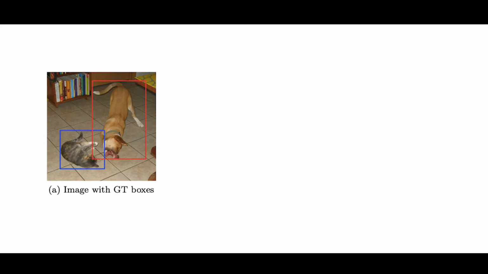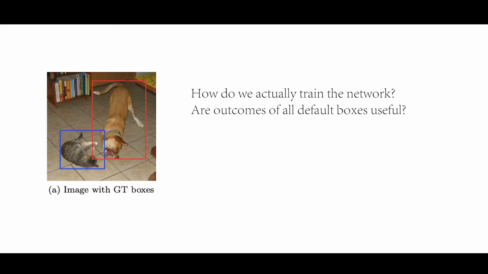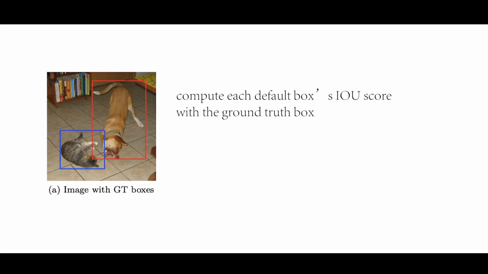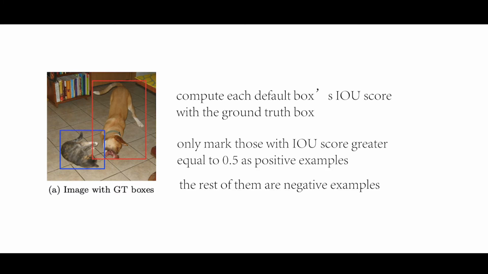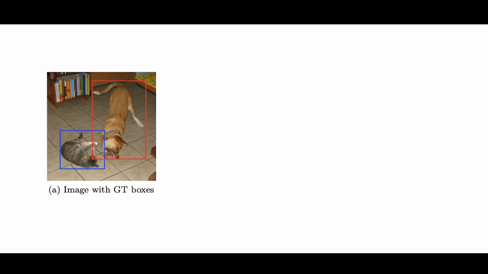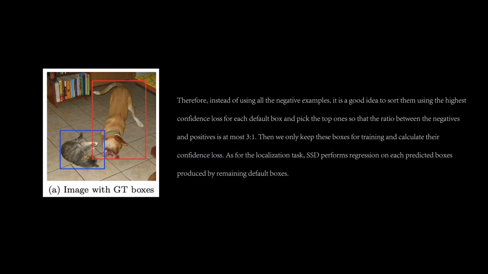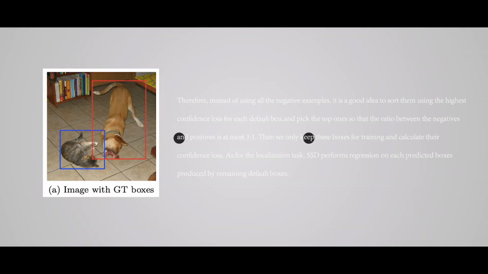Well, having the results, how do we actually train the network? Are all outcomes of all default boxes useful? No. We compute each box's IOU score with the ground truth box. We only mark those with IOU score greater than or equal to 0.5 as positive examples in terms of the classification task, and naturally the rest of them are negative examples. However, this will cause a problem that introduces a significant imbalance between the positive and negative training examples, especially when the number of default boxes is large, which typically is the case.